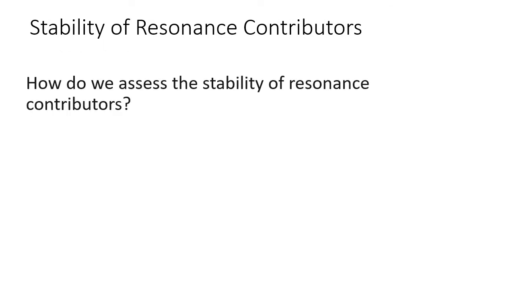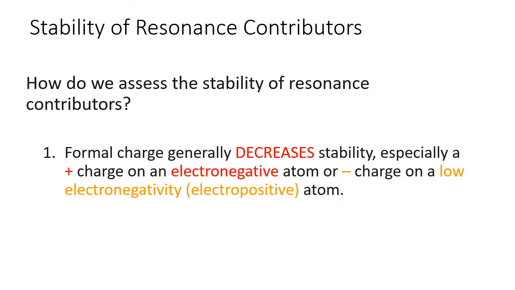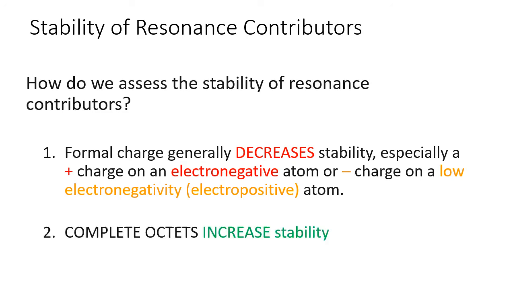Next, we're going to look at different ways that we actually assess the stability of the resonance structures or the resonance contributors. The first is formal charge. So formal charge will generally decrease the stability, especially if you have a resonance structure that places a positive formal charge on an electronegative atom or a negative formal charge on a more electropositive atom.